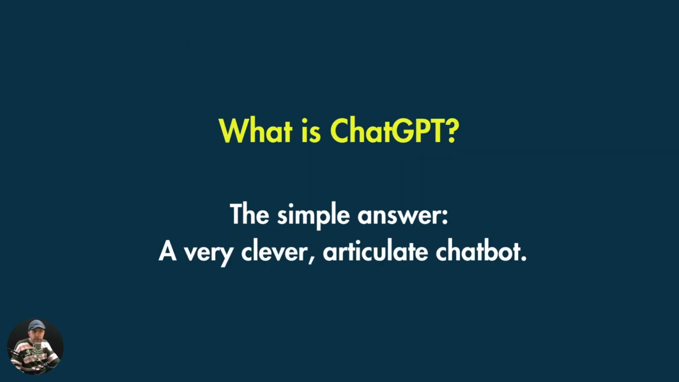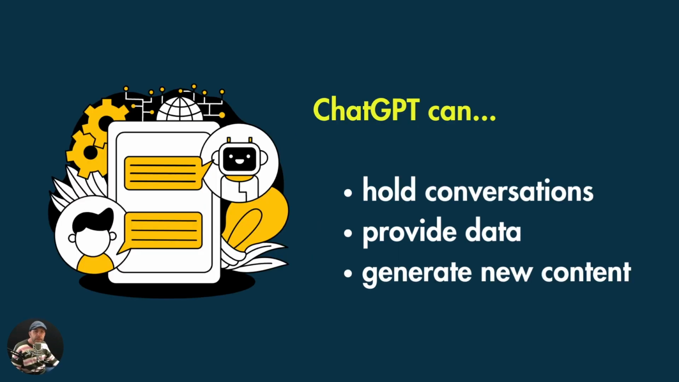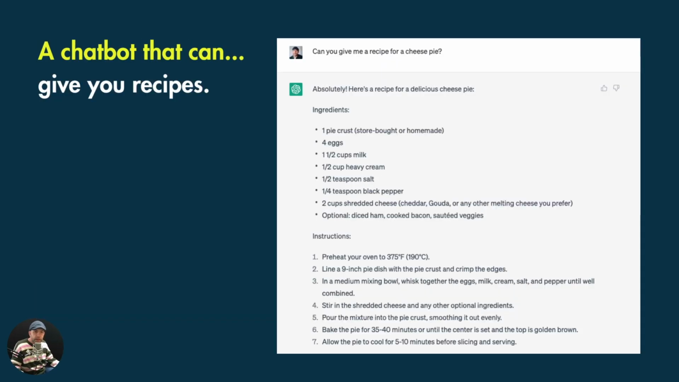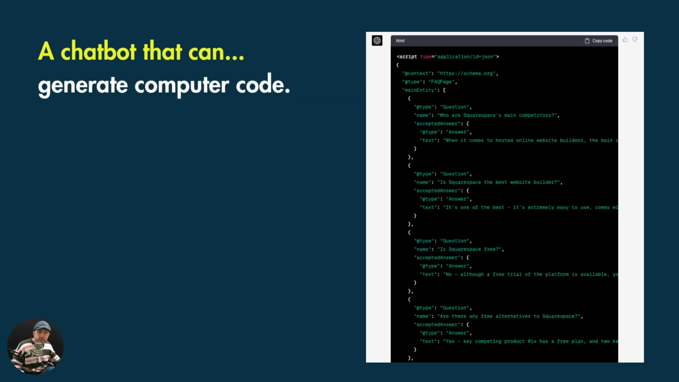So let's start with a key question. What is ChatGPT? Well, the simple answer is that it's a very clever, articulate chatbot. It can hold very human like conversations. It can provide data on a really wide range of topics. And I guess most significantly, from a content creator's point of view, it can generate new and highly usable content. It can do things like recommend music. It can also give you recipes, but it can do more sophisticated things too, like generate computer code.